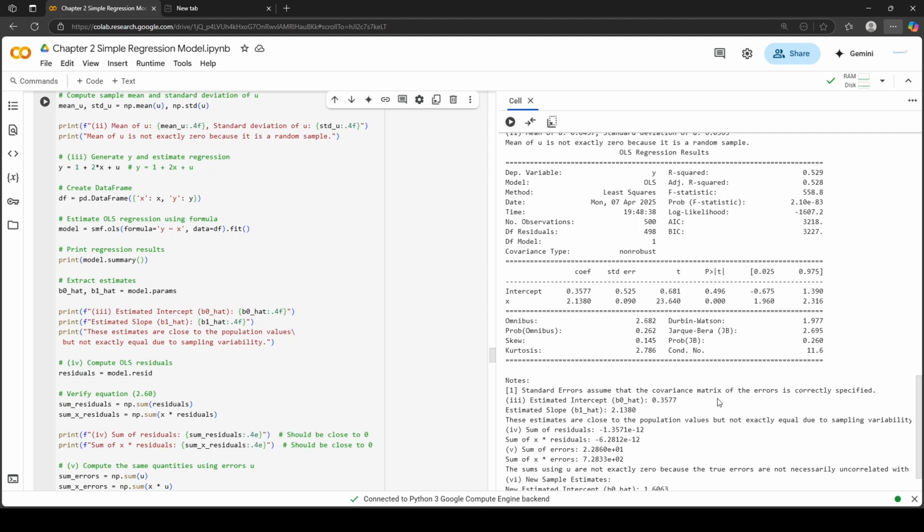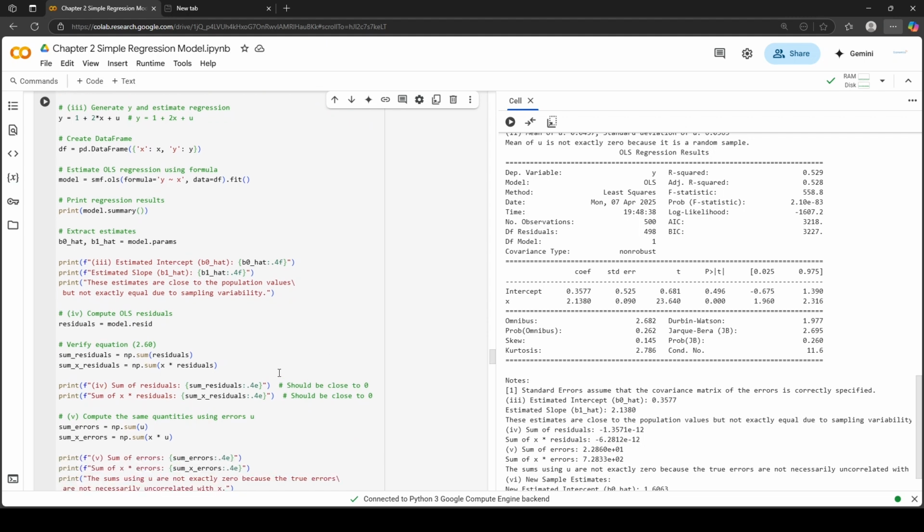Now let's verify the properties mentioned in equation 2.60. First, create a variable residuals equals model.resid. Now let's take the sum of residuals by taking np.sum(residuals), and the sum of the product of explanatory variables and residuals. Create a new variable sum_x_residuals equals np.sum(x multiplied by residuals).